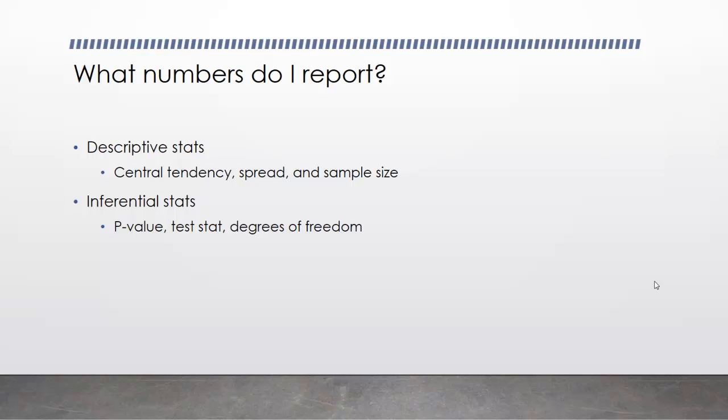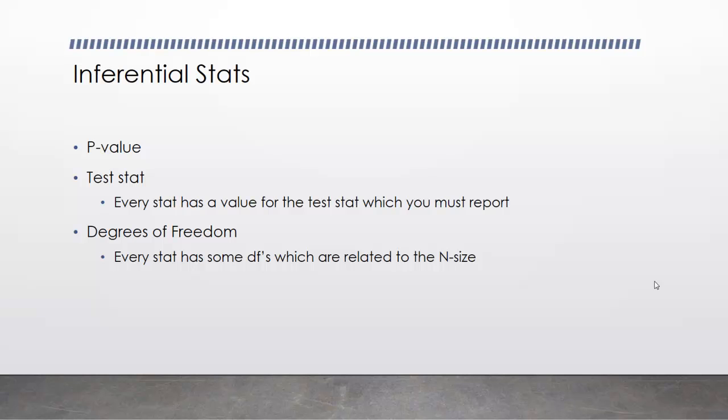So we've already talked about descriptive stats a bunch. You always report central tendency, spread, and sample size. With the inferential stats, there's also basically three things you always want to report: the p-value, the value of the test statistic, and the degrees of freedom. So let's get some examples. Let's talk about each of these individually first.